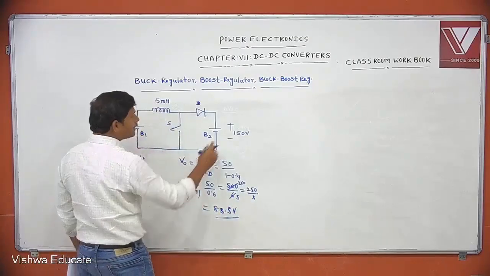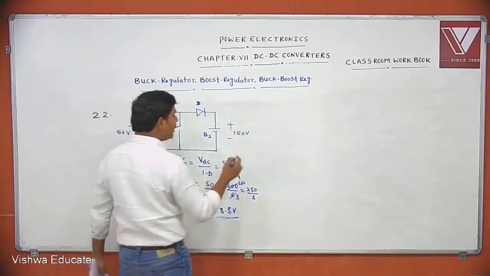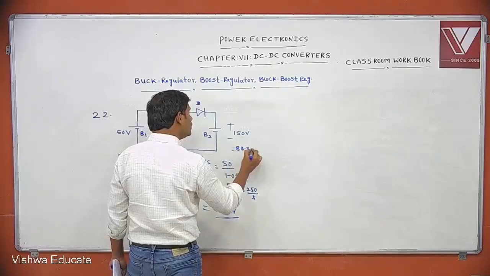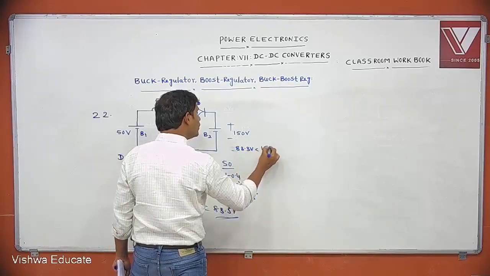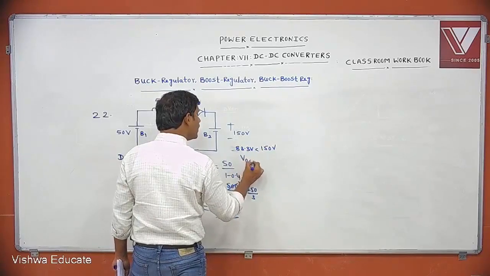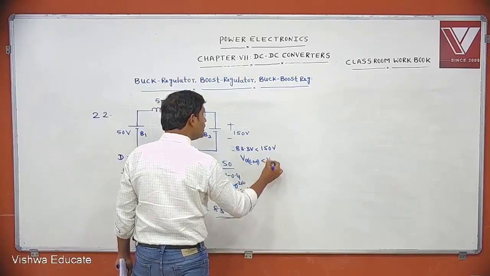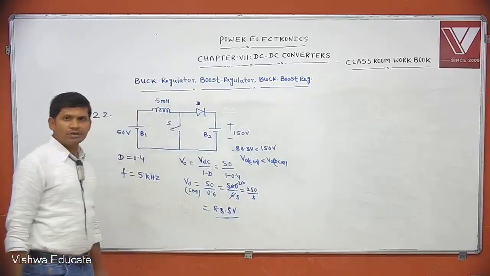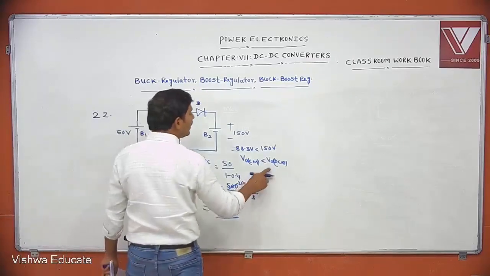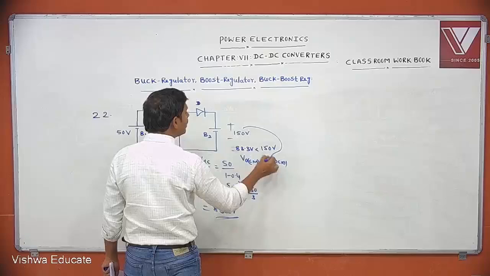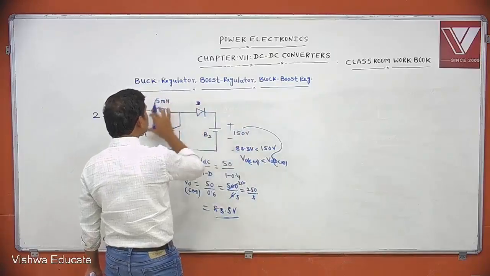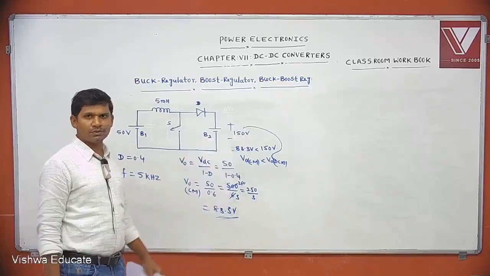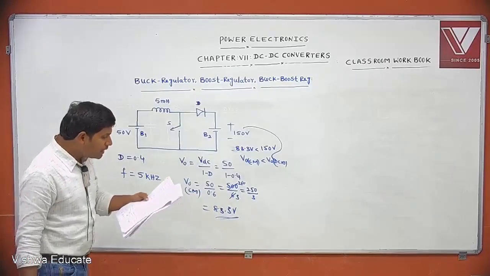This V0 is in continuous mode. What is the given voltage? 150 volts. V0 in continuous mode, 83.3 volts, is less than 150 volts. This is V0 in continuous mode, and this must be V0 in discontinuous mode. V0 in discontinuous mode is greater than V0 in continuous mode. That means we are getting an output voltage of 150 volts, so this circuit must be operated in discontinuous mode. Then only we can get 150 volts. Yes, this is the circuit under discontinuous mode.